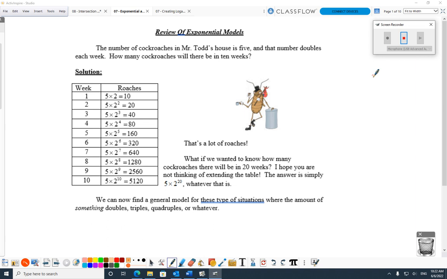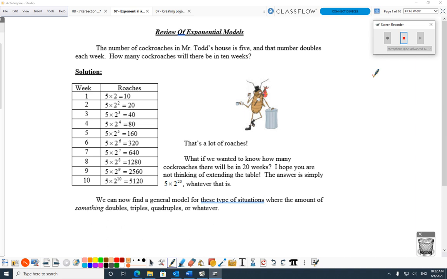But if we turned around and wanted to know how many cockroaches there'd be after 20 weeks, you might get bored with this method. So look back with how I wrote it. I wrote it and said, okay, after 1 week, it would be 5 times 2. After 2 weeks, it would be 5 times 2 squared. After 3 weeks, it would be 5 times 2 cubed. After 4 weeks, it would be 5 times 2 to the power of 4, because I just keep multiplying by an extra power of 2. And by writing it that way, instead of going to the final answer, I can create an exponential model.